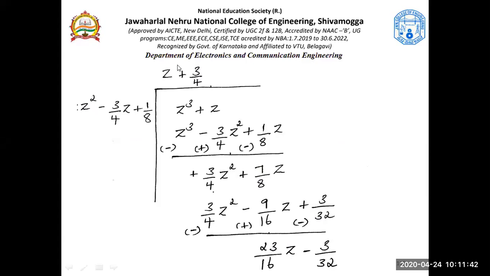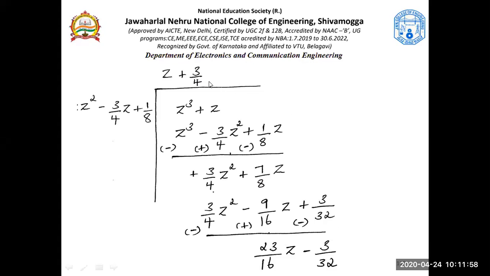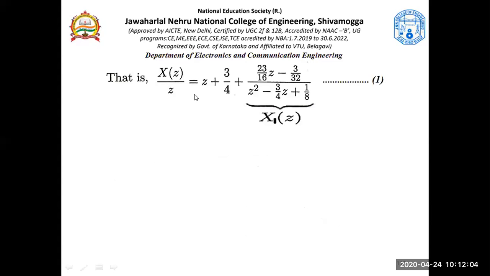is z plus 3/4 plus the numerator term divided by the denominator term. This is the denominator term, this is the numerator term. Okay, so this is how we wrote that. z plus 3/4 is what we start with, plus this term divided by this term. Everybody understand? Now this z plus 3/4 is something that we got extra along with this proper fraction.